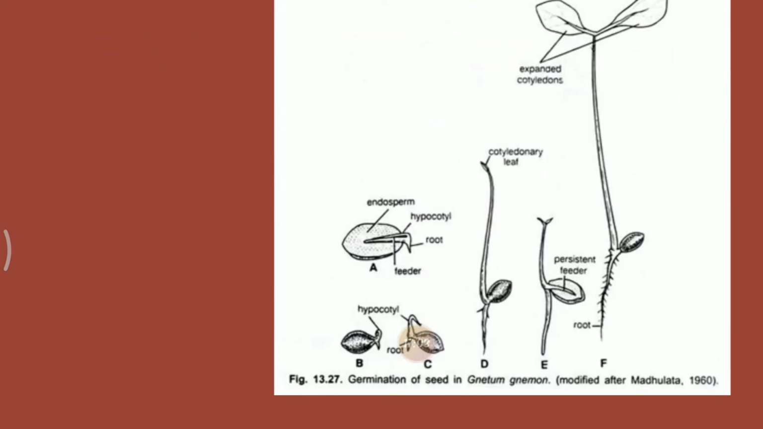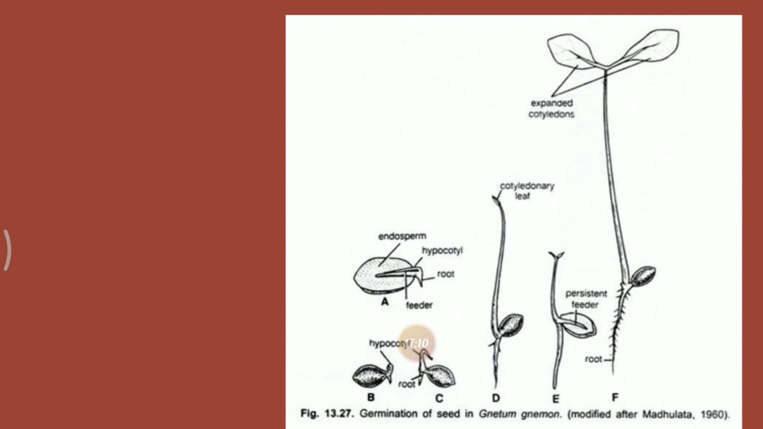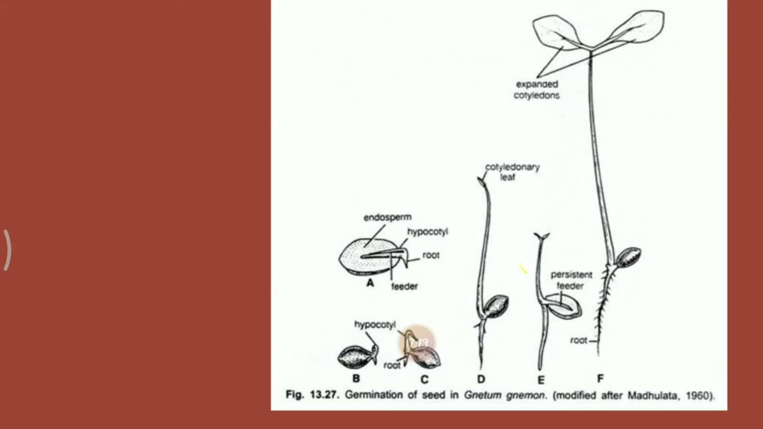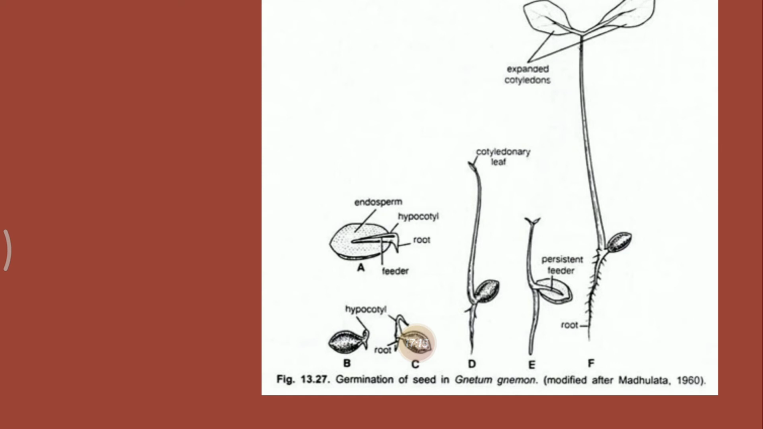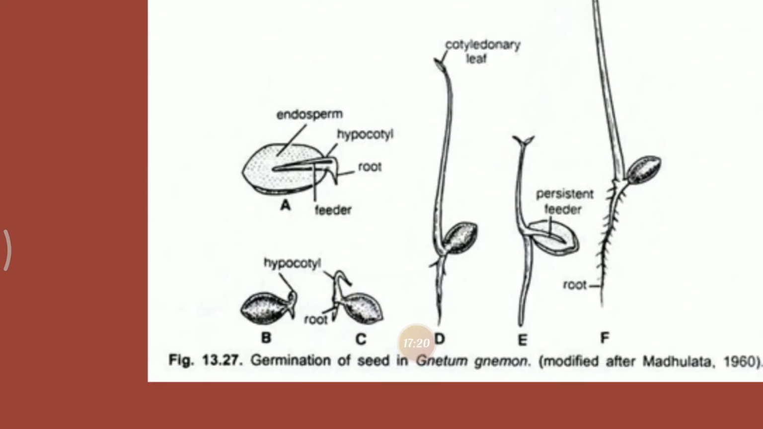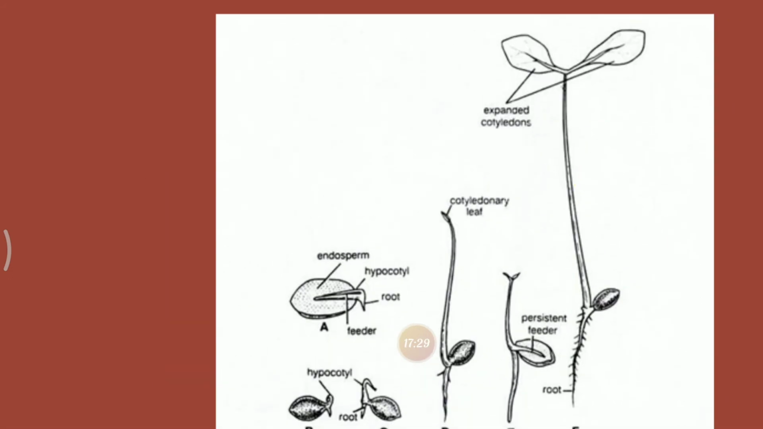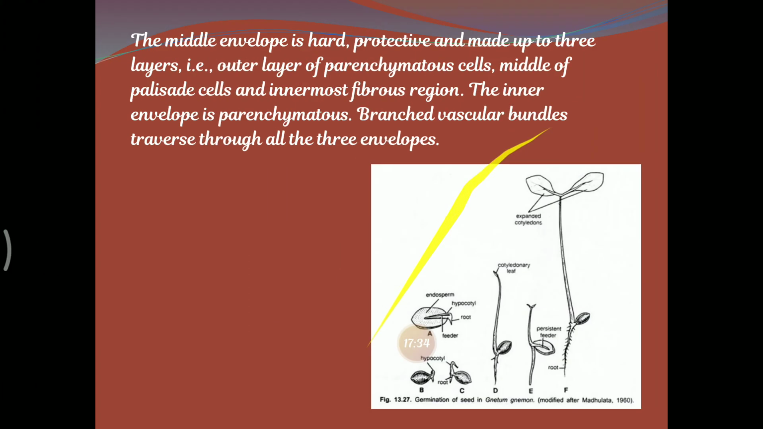As the seed is seen here, now germination of the seed in Gnetum. Firstly, in A we can see the endosperm, the hypocotyl and the outer small one, that is the radicle here. Later the cotyledon will grow and it is positively phototropic, so it grows upwards. And later a persistent feeder is produced and expanded dicotyledons are seen. This is how the seed gets germinated.